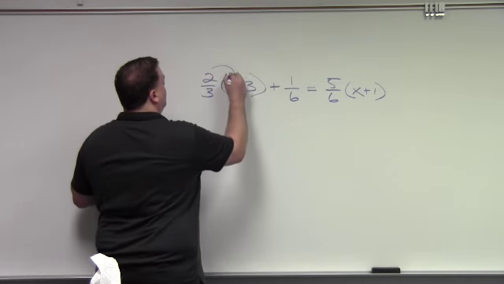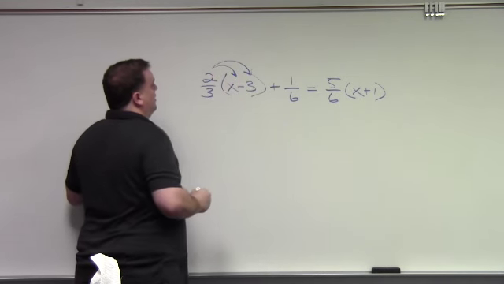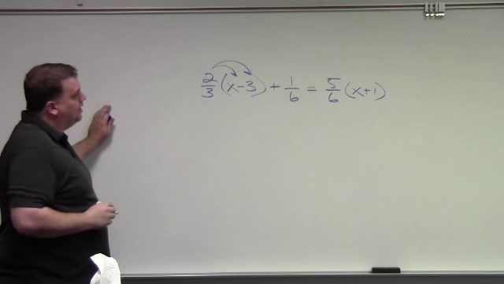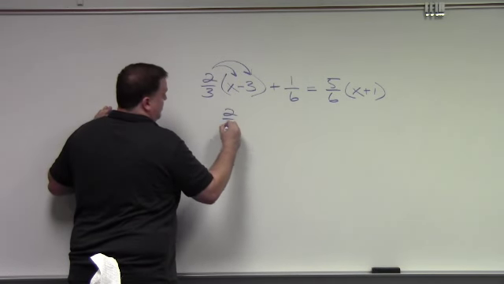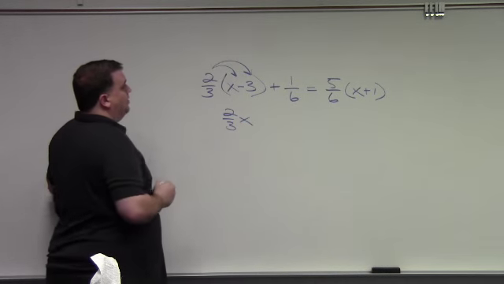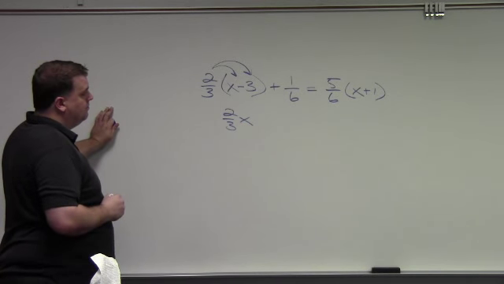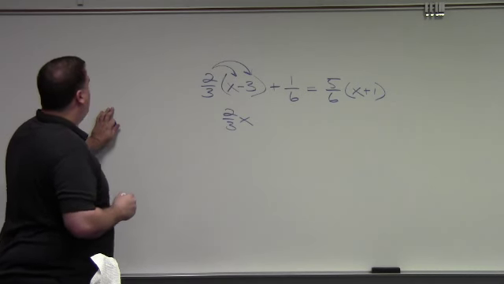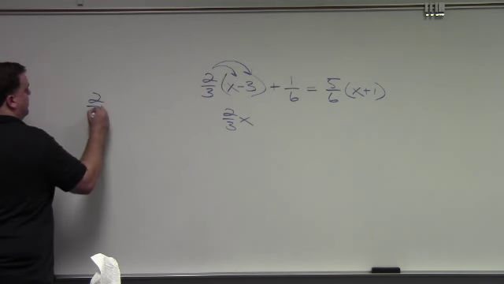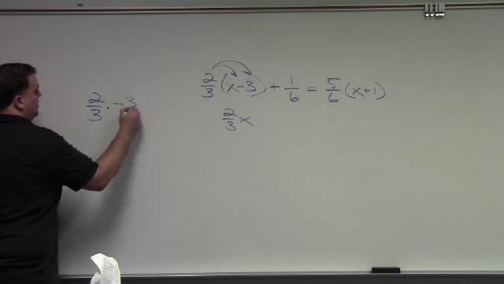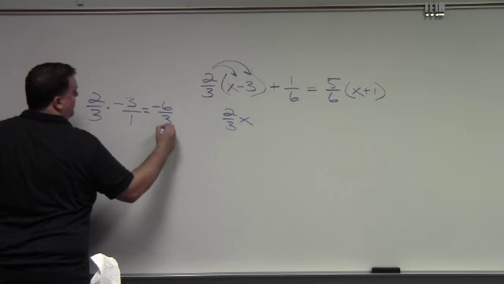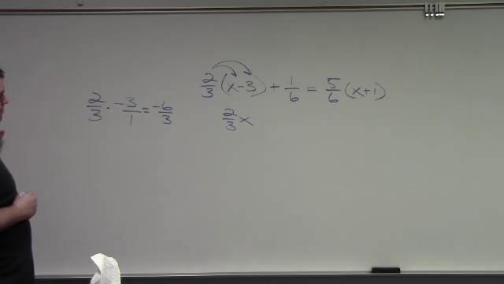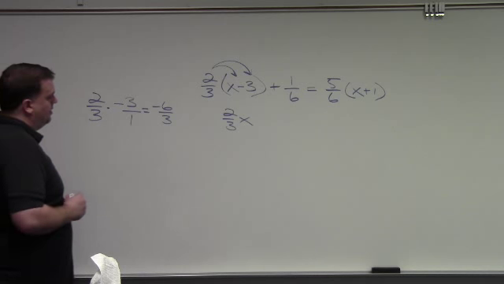2/3 times x, and 2/3 times negative 3. So what's 2/3 times x? Just 2/3 x. 2/3 times negative 3? Negative 6/3. Let's do that off to the side, so we might be able to write it a little bit easier. So someone multiplied across and got negative 6 over 3. Can we reduce that? What's negative 6 divided by 3?